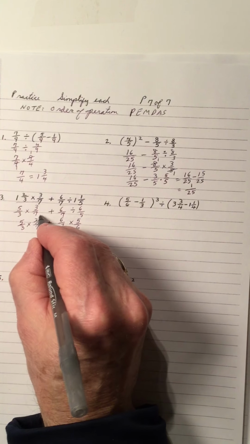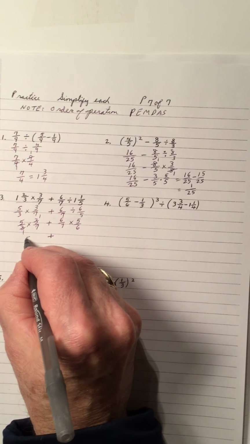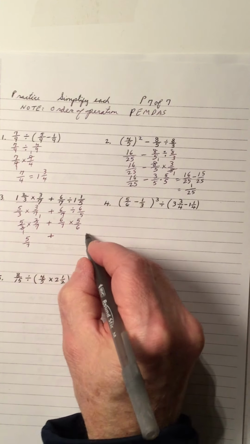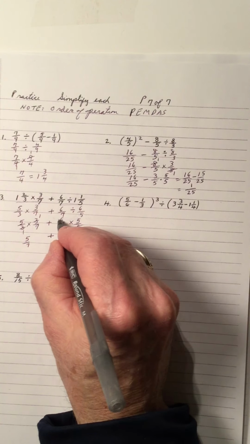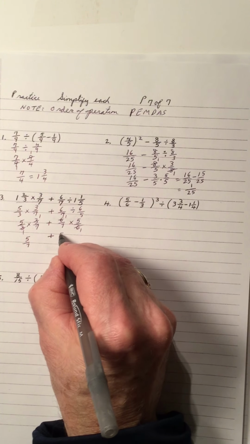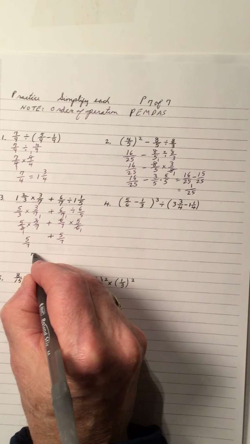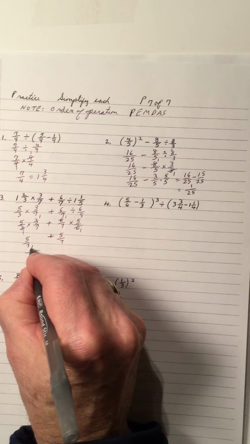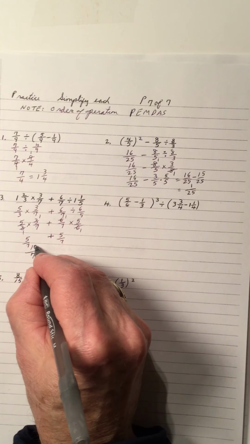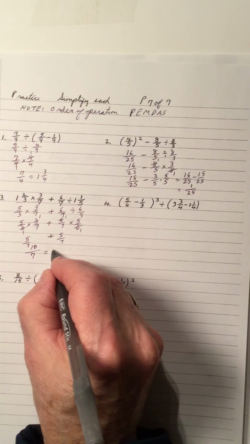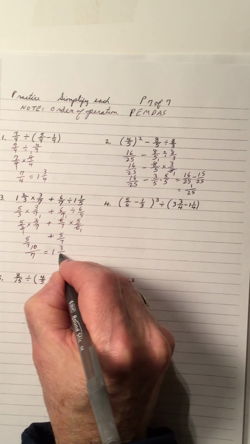The 3's cancel. I get a 5 over 7. The 6's cancel, 1 and 1. I get a 5 over 7. And when I add, a common denominator is 7, so 5 plus 5 is 10. And 7 into 10 goes once, and 3 left over, so 1 and 3 sevenths.